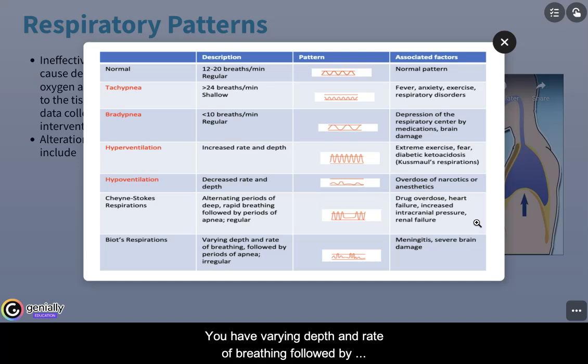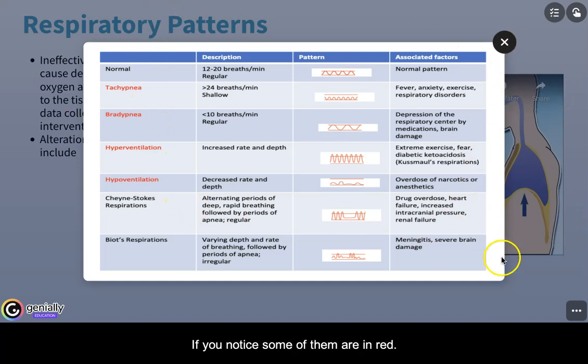Then you have Biot's respirations. You have varying depth and rate of breathing followed by periods of apnea, and they're all irregular. This happens in patients with meningitis and severe brain damage. So these are very important for you to remember. If you notice some of them are in red, these are key terms. Please note them in your guided notes.